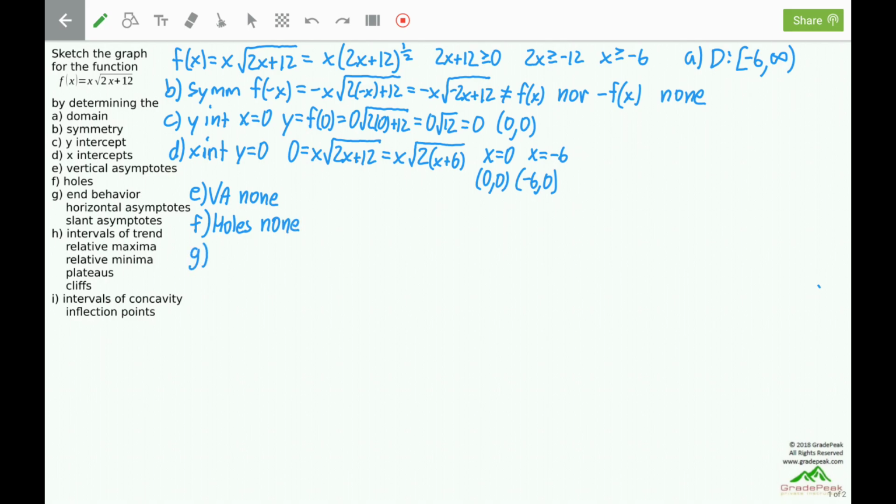For part G, we want to determine the end behavior, horizontal asymptotes or slant asymptotes. f of x is a polynomial term multiplying a root, a fractional exponent that's a positive exponent. There's no denominator, so there will be no horizontal asymptotes or slant asymptotes. But it will have left end and right end behaviors. Looking at the domain, the left end is an included finite value of negative 6. And that means it'll have a left endpoint.